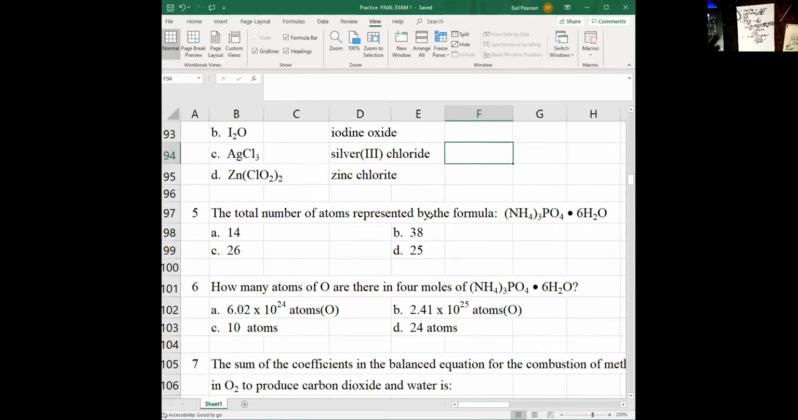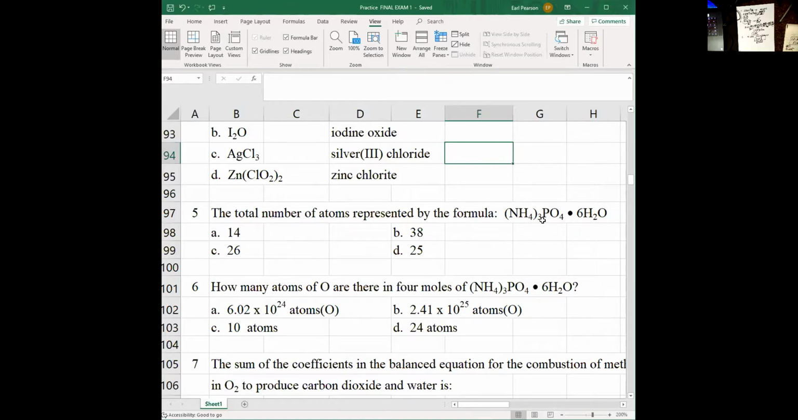The total number of atoms present in this formula. Maybe I'll take my calculator along with me as we talk through it. So let's see how many nitrogens we would have. Well, we've got 3 ammonium ions, so that 3 multiplies by the nitrogen. So I'm going to say we got 3 nitrogens. Now, how many hydrogens do we have? We've got 12 here and 12 here. 12 and 12 is 24, so we'll add 24 to what we got for that one.